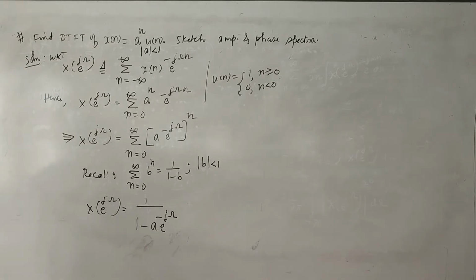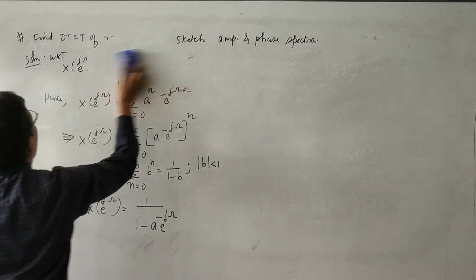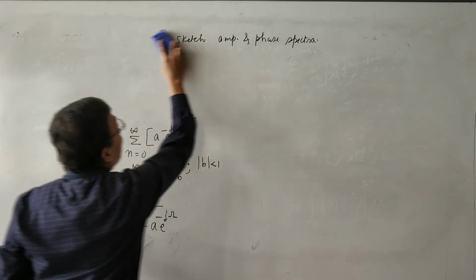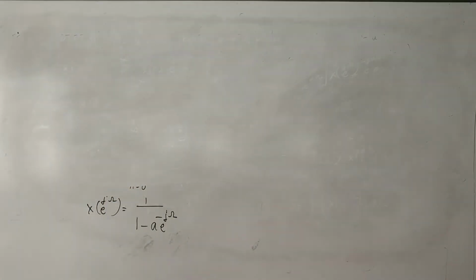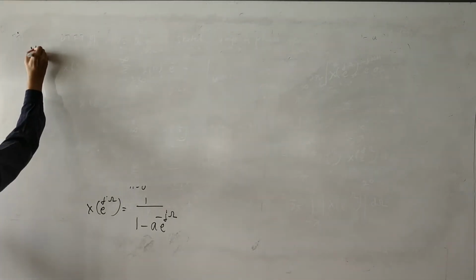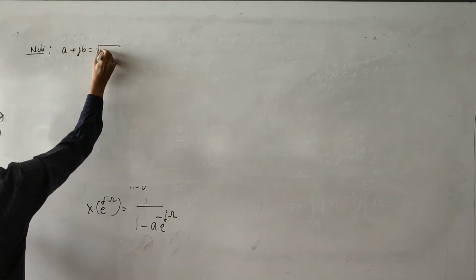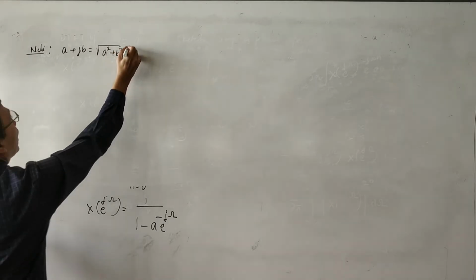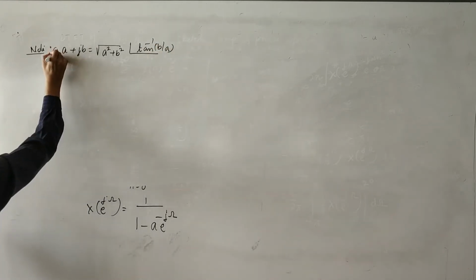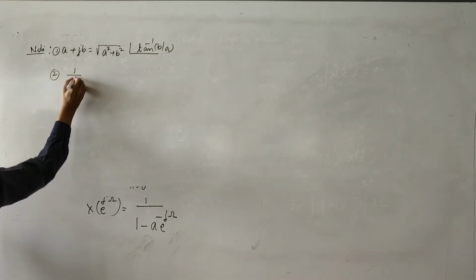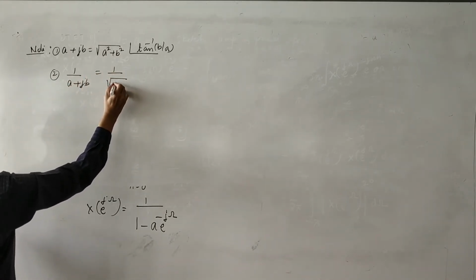Now we have to draw the amplitude spectrum and phase spectrum. That requires determination of magnitude and phase of this expression given over here. Please note that a complex number a plus jb has got magnitude root of a square plus b square. Angle is tan inverse of b by a. When a complex number is present in the denominator like this, what is the magnitude? 1 over root of a square plus b square.